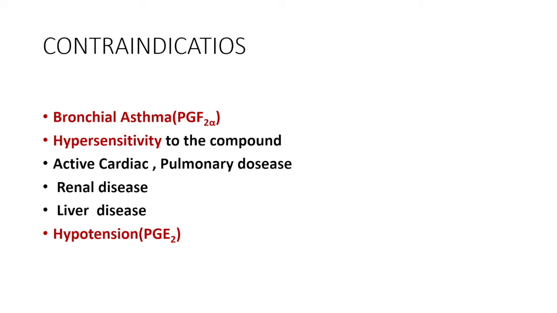Contraindications for the use of prostaglandin. Of course, bronchial asthma is absolute contraindication. Hypersensitivity to the compound means allergic reactions. Active cardiac disease or presence of pulmonary disease is also one of the contraindications for the use of carboprost. Renal diseases, liver disease. In cases of hypotension, PGE2 is contraindicated, not F2.